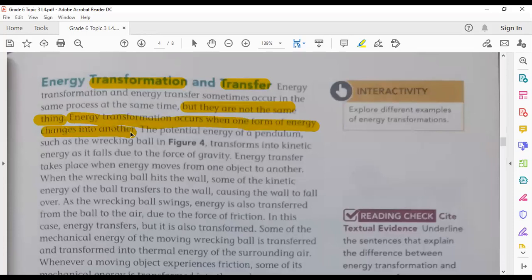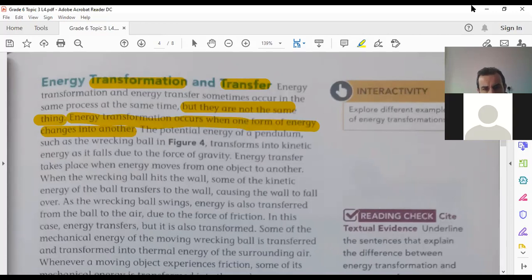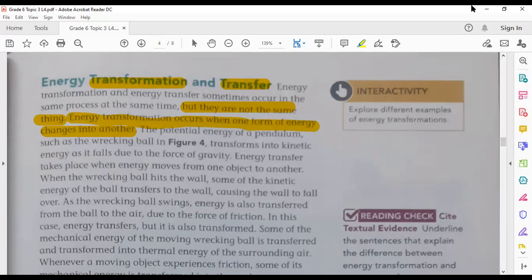Guys, is it clear? What do you think? Yes. Is it easy? Easy. Yes. So energy transformation occurs when one form of energy changes into another.